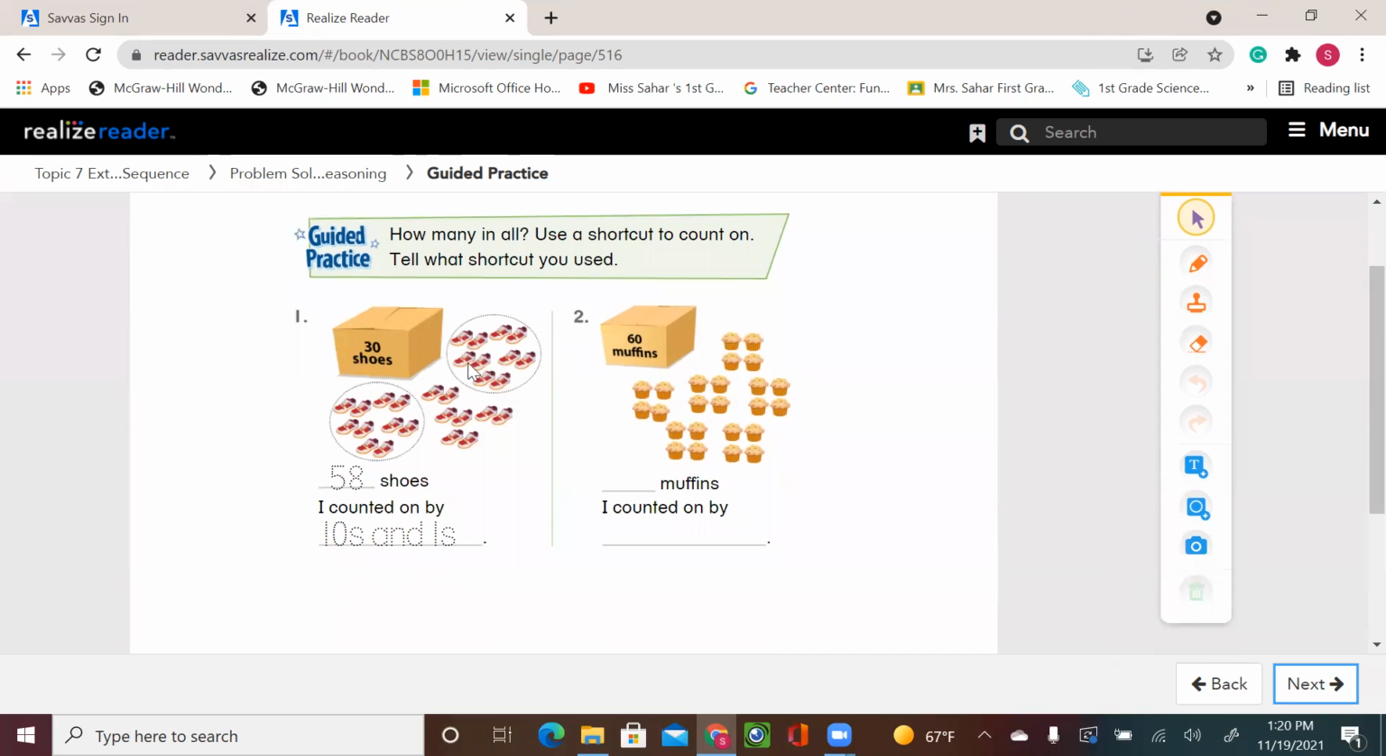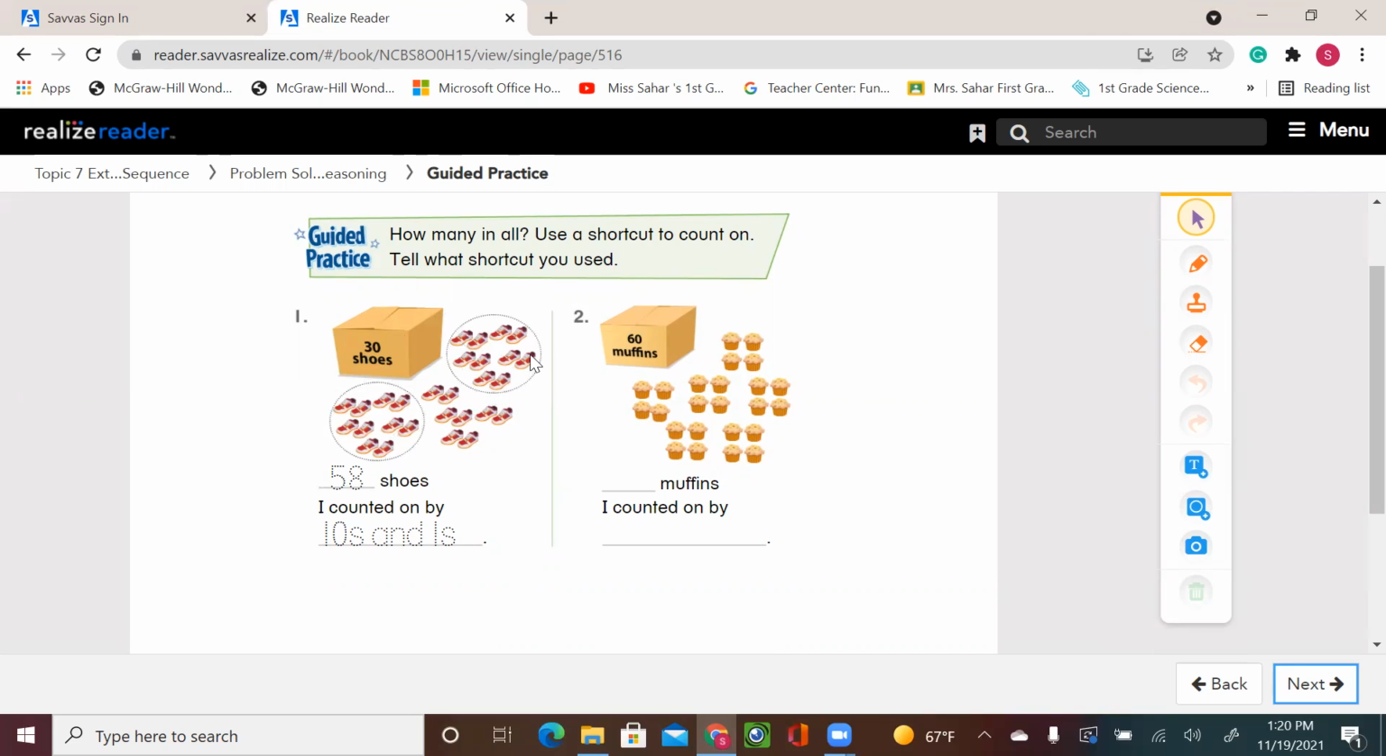So over here, we have a box with 30 shoes and we need to count them. So we have some out and some inside. So what did we do? We grouped in 10. That's the shortcut that we used. And instead of counting one by one, we group them in 10.